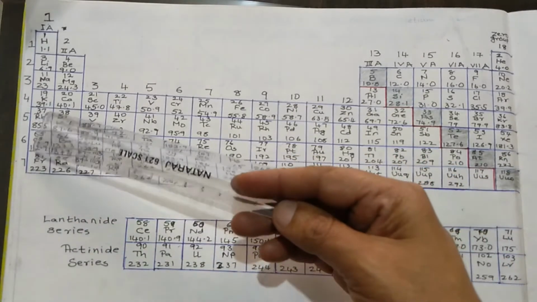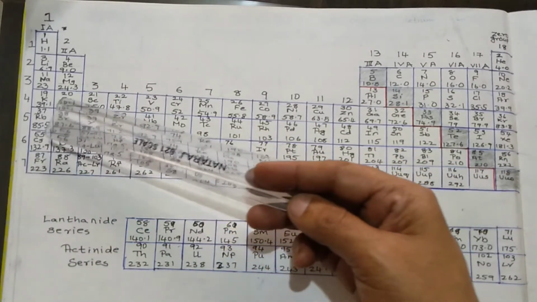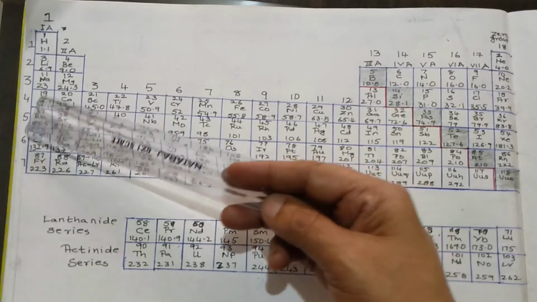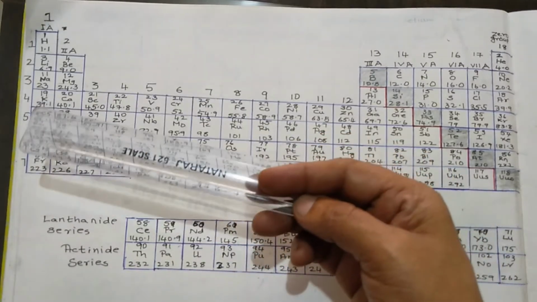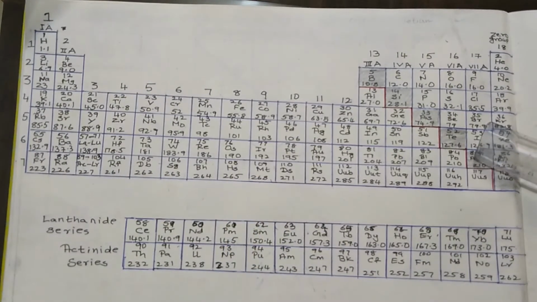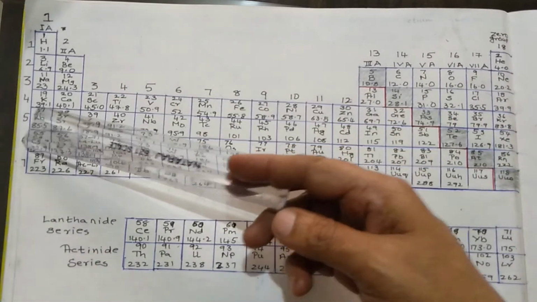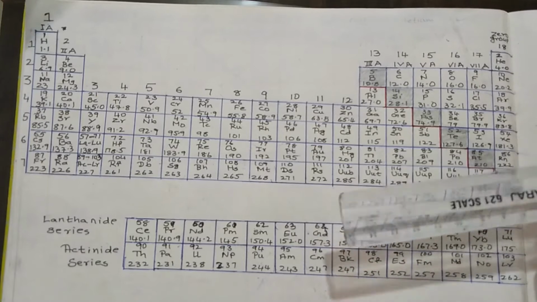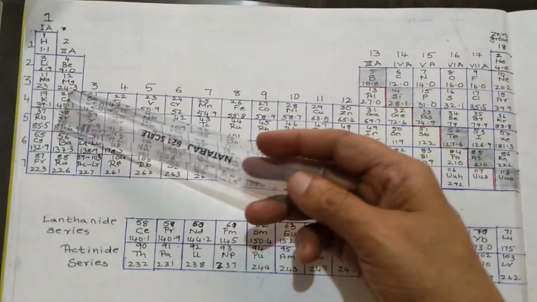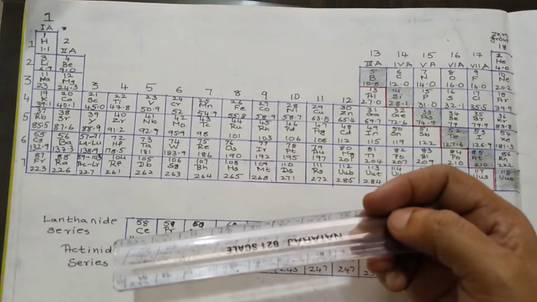Within a period the neighboring elements differ slightly in their properties. So the difference between the properties of the neighboring elements is very small or very slight. But when you compare the first element and the last element, there is a vast difference in their properties. So distant elements differ widely in their properties, but the neighboring elements show a very slight variation in their properties.